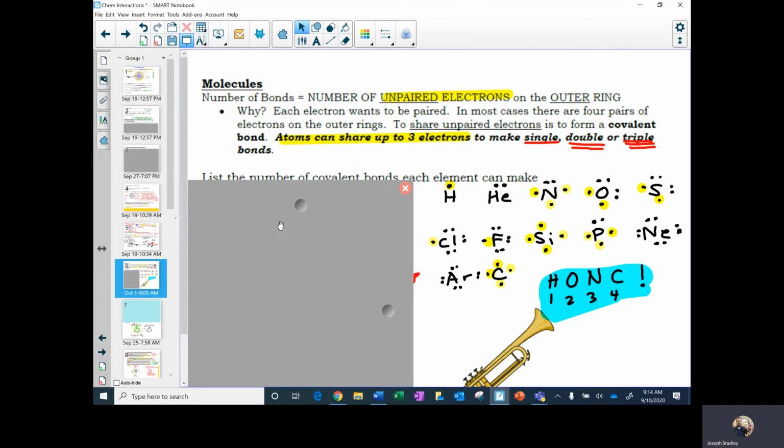So one of the things you need to be able to do is identify the number of bonds that something can form. So the 4 key elements that are found in living things, you spell out the word HONK, that's why I have a trumpet there, that would go 1, 2, 3, and 4. So hydrogen forms 1, oxygen forms 2, nitrogen forms 3, carbon forms 4.